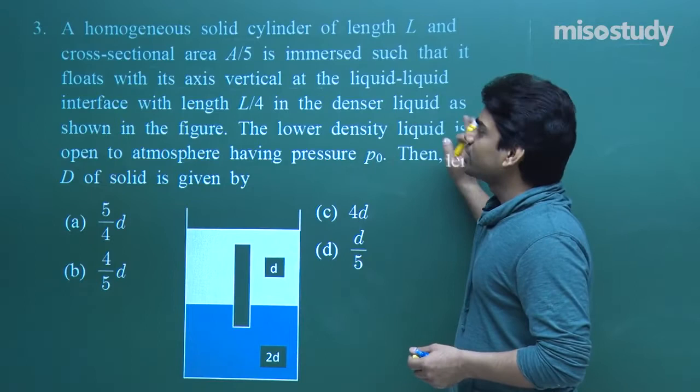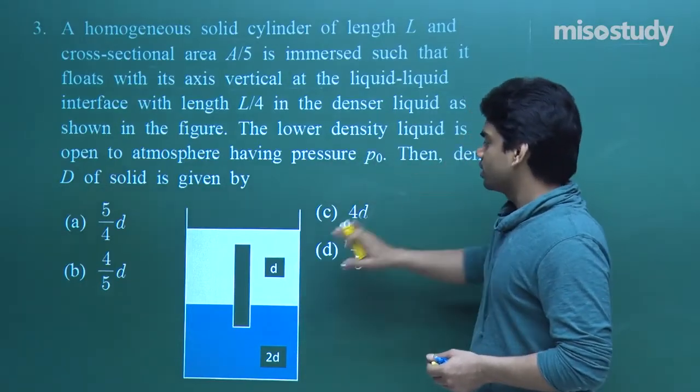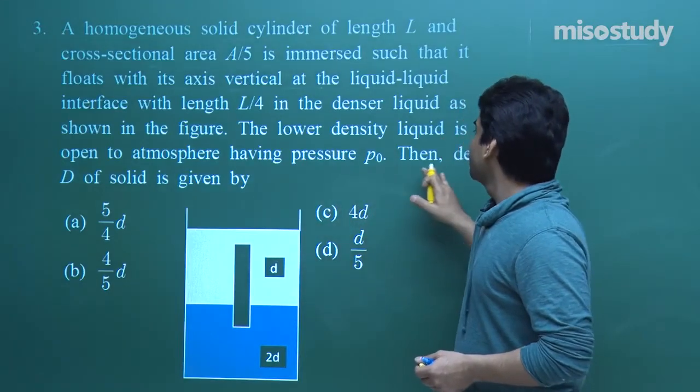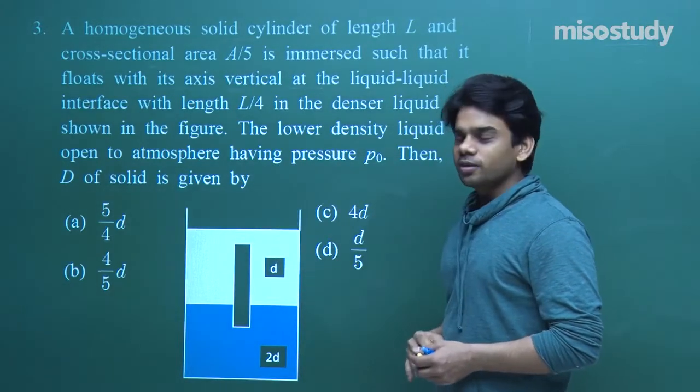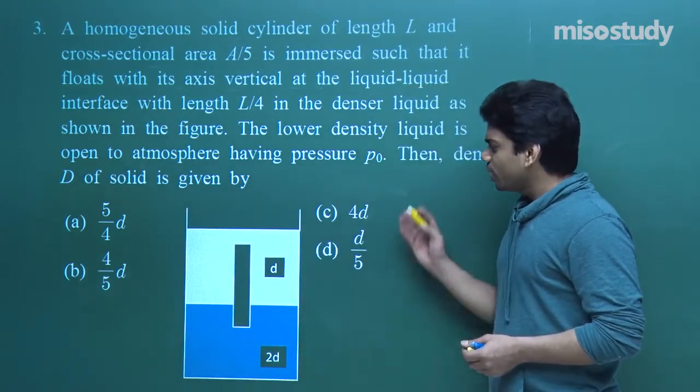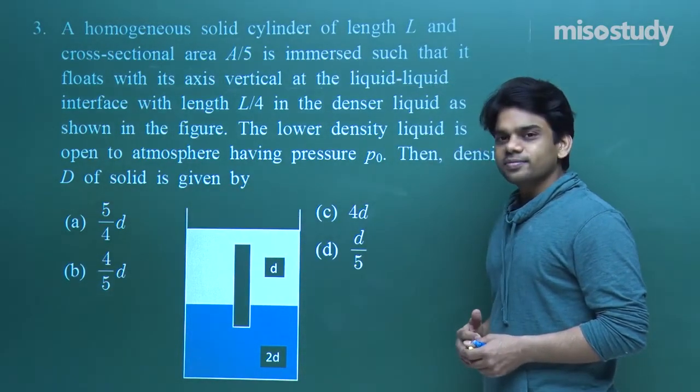In the denser liquid, as shown in figure, the lower density liquid is open to atmosphere having pressure P0. Then the density D of solid is given by: A, 5 by 4D; B, 4 by 5D; C, 4D only; and D, D by 5.